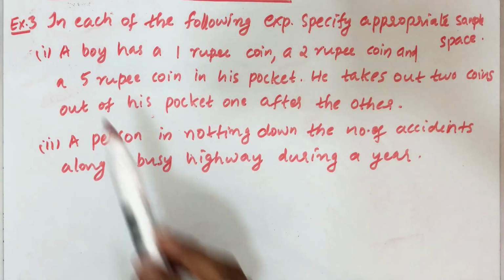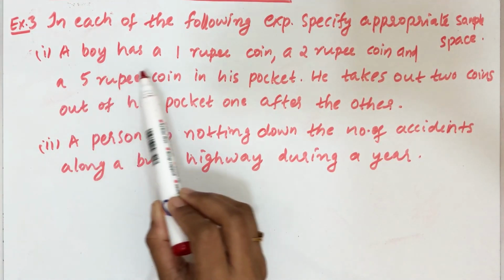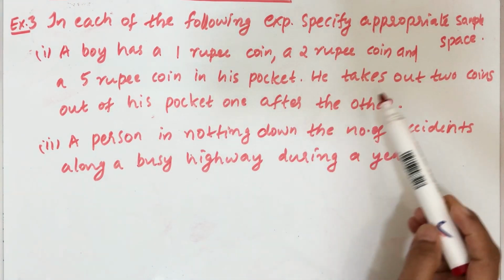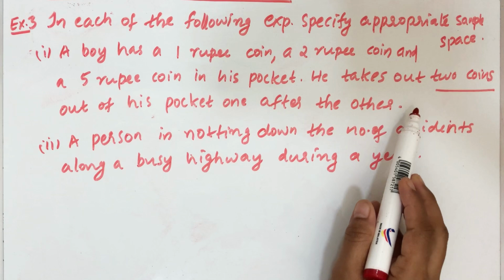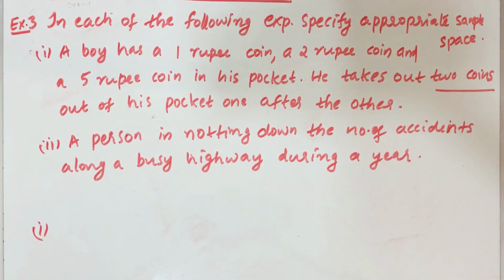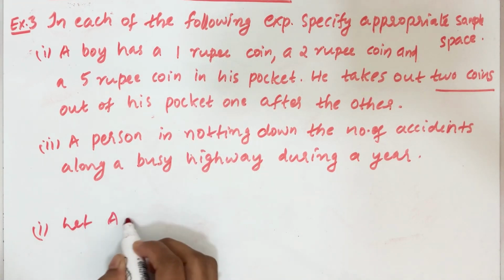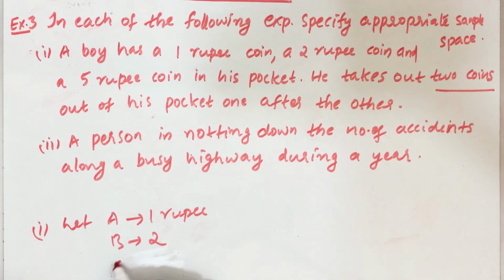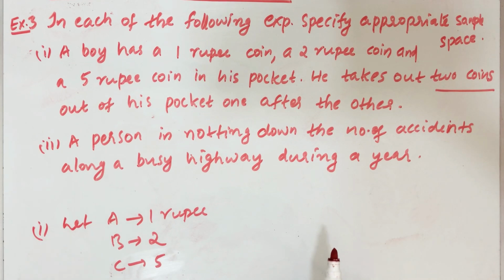Next example. In each of the following experiments, specify an appropriate sample space. First one, a boy has a 1 rupee coin, a 2 rupee coin, and a 5 rupee coin in his pocket. He takes out 2 coins out of his pocket, one after the other. What's the sample space here? See, we can denote letters to these coins. Letter A denotes the 1 rupee coin, B denotes the 2 rupee coin, and C denotes the 5 rupee coin. He is taking 2 coins at a time. So 3 coins, 2 at a time. Therefore, total number will be 6.